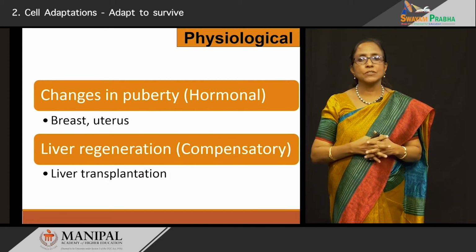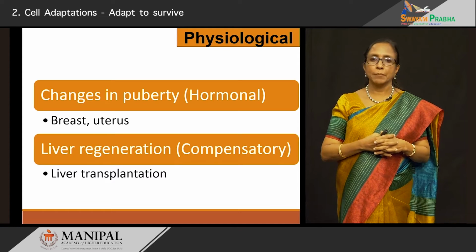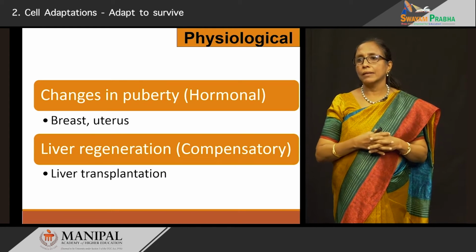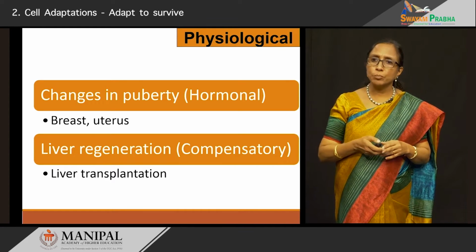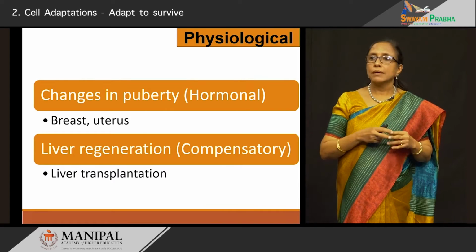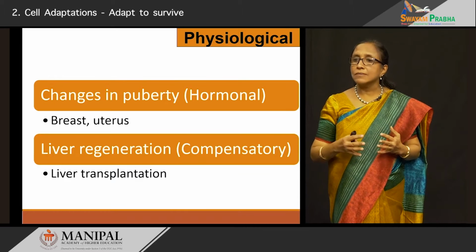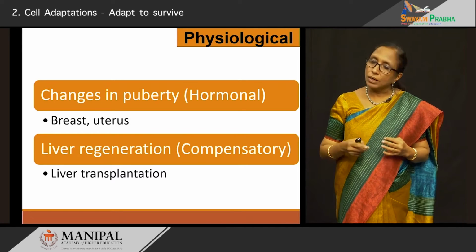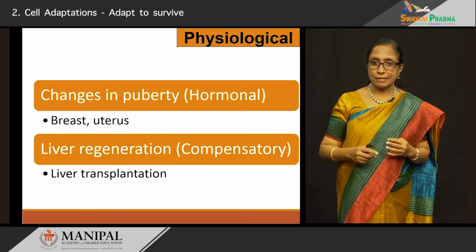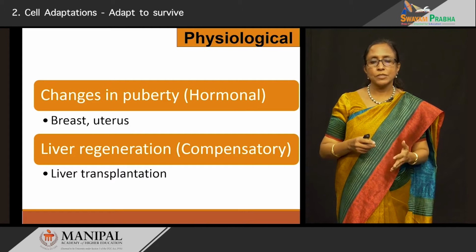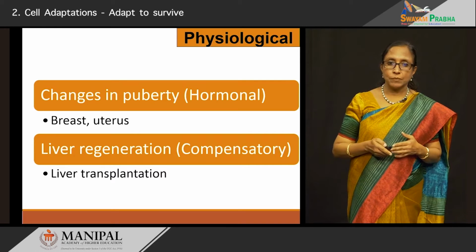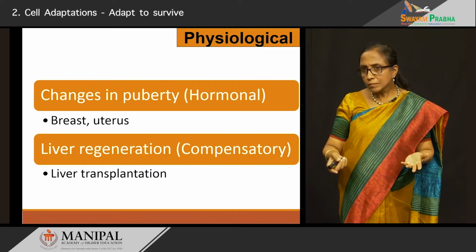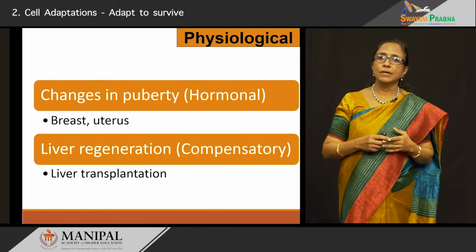Now, to look at some of the conditions which are seen where we have hyperplasia. Various physiological conditions are there. Hormonal changes can occur in the body, especially in the females during puberty, the changes that occur in the breast, the increase in the breast size occurs not because of the increase in the size of the cells, but the proliferation or the hyperplasia that occurs in the breast glandular lining cells. Similarly, changes can occur in the uterus and in other tissues as part of the hormonal change. Another physiological condition to give an example is compensatory hyperplasia that occurs with liver regeneration.